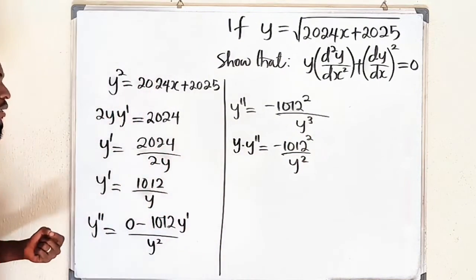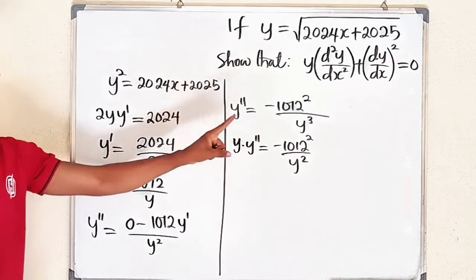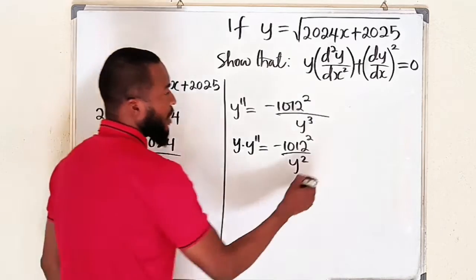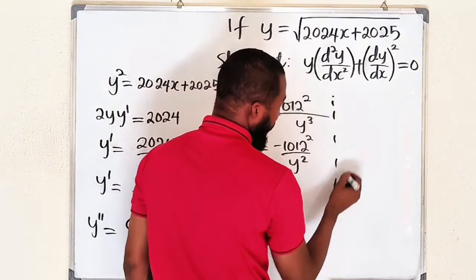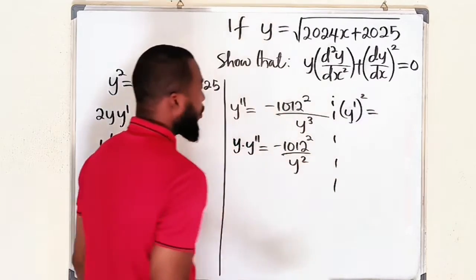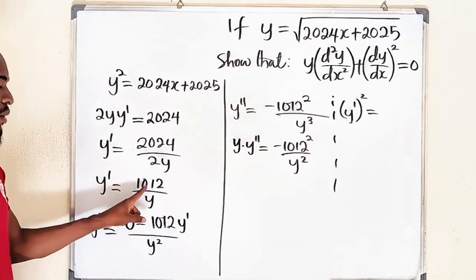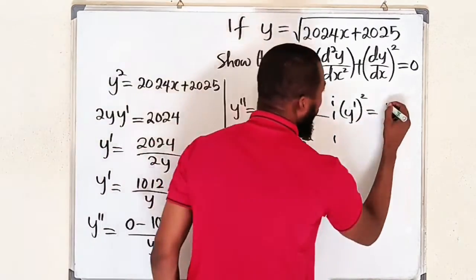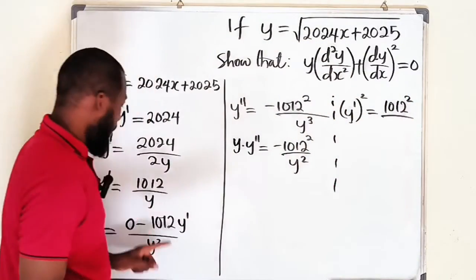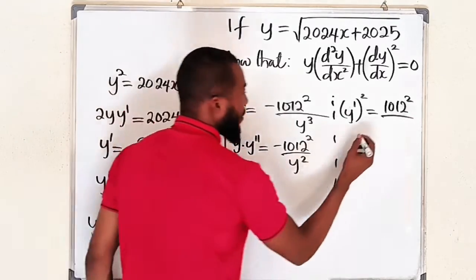Now what will be our second term? We need to square the first derivative. This is the first derivative. So let me do it here. Y prime whole squared will be equal to what? 1012 squared divided by y also squared.